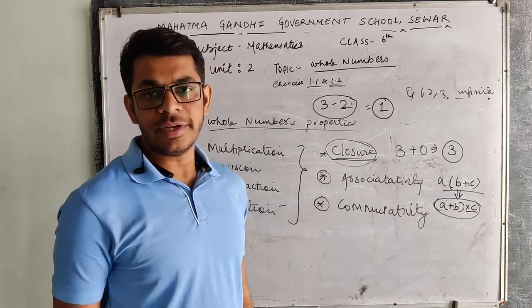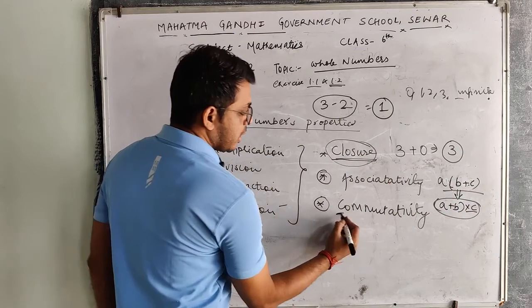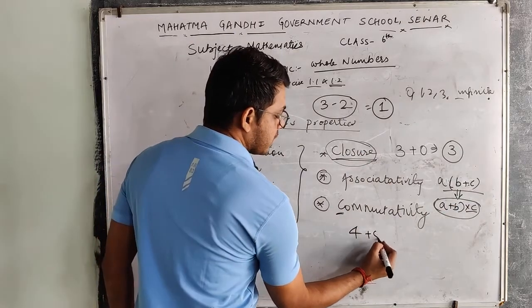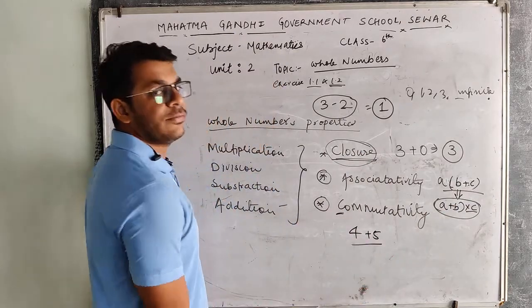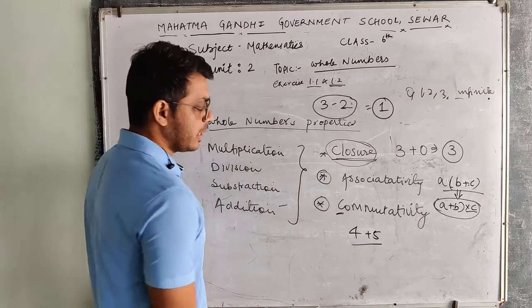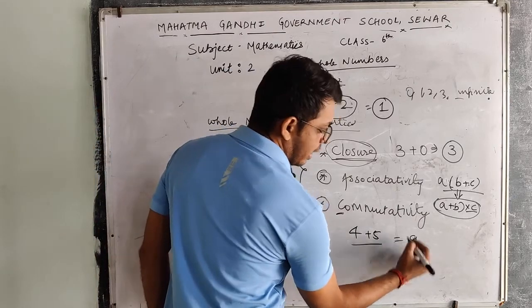What about commutativity? It means if I add two numbers, 4 plus 5, what does it mean? The result is 9.